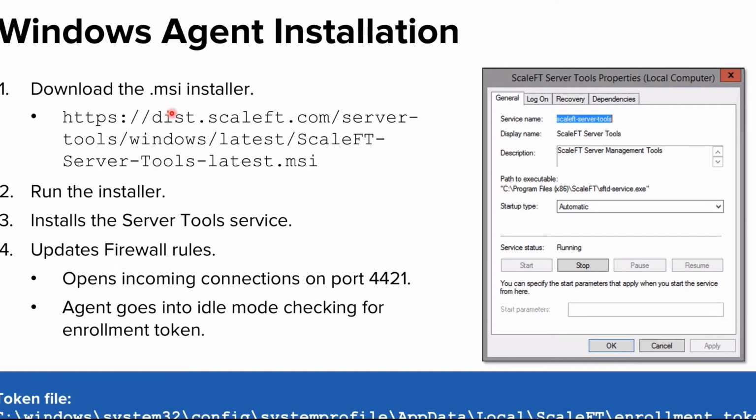On Windows, you'll download an MSI and just run it. It'll install the server tools service, your agent. It'll update the firewall rules. It's going to open up port 4421 for brokering. And then it will go into an idle mode, looking for that enrollment token.